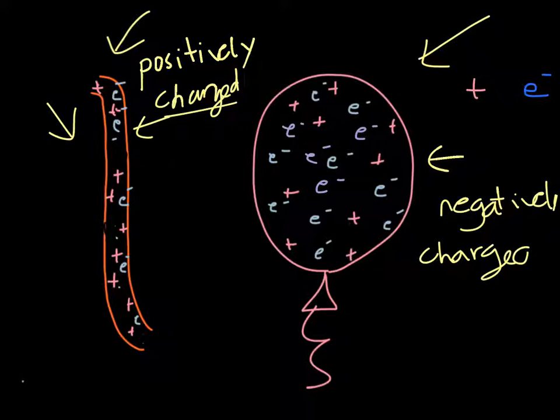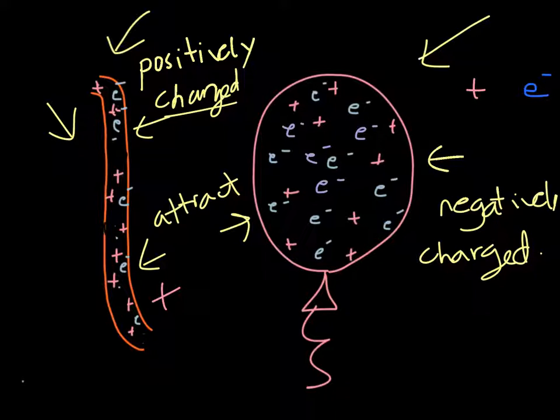So what happens when we do this? Well, if we now bring my hair and the balloon close enough together, we'll find that the two things attract, because the positively charged hair will be attracted to the negatively charged balloon, and they'll want to hang out together. And so this is, in theory, an example of an electrostatic charge.